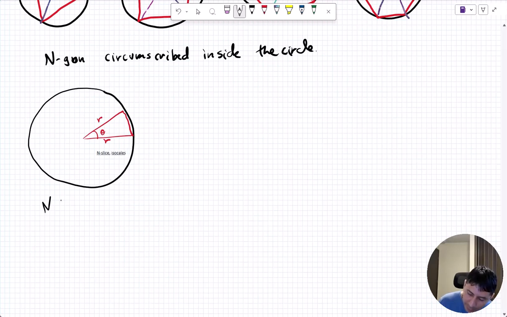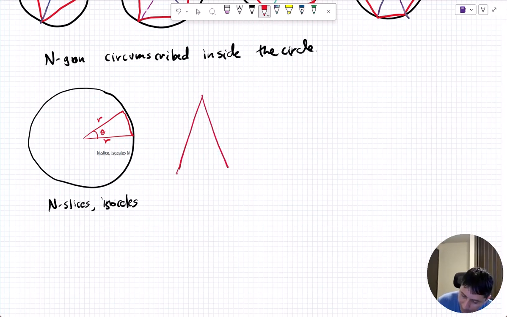I am not sure why I did that. So it's because I did that, so N slices, they're isosceles. And I'm going to draw that here so that it's easy to see. So this is theta. This is the other side of the circle, where theta in this case is equal to 2 pi over capital N.